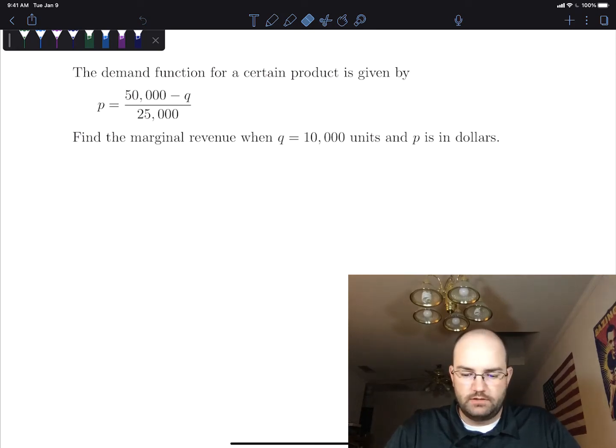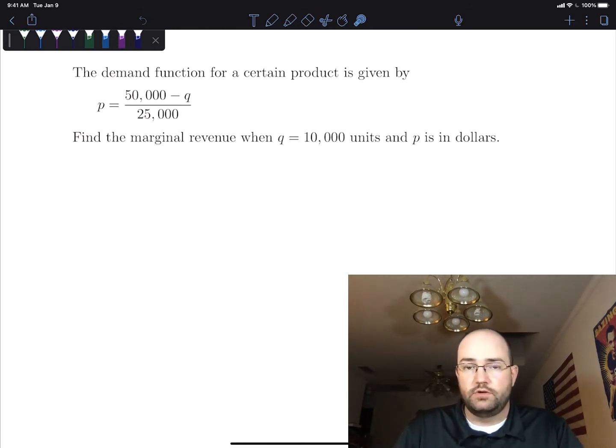Hello. In this video, we want to look at the following. We have the demand function for a certain product given by P equals (50,000 minus Q) all over 25,000. Find the marginal revenue when Q equals 10,000 units and P is in dollars.